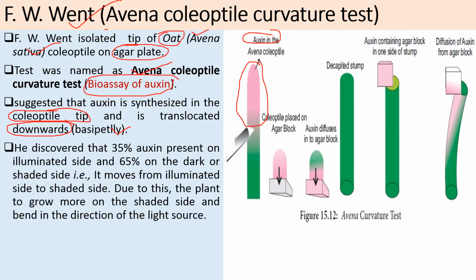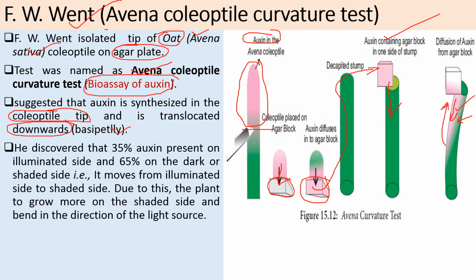When this tip is excised, जब ये टिप को एक्साइज किया जाता है और इसको अगार के ब्लॉक के ऊपर रखा जाता है, so this auxin gets diffused into this agar block. और जब इस अगार ब्लॉक को decapitated stump पे रखा जाता है, so auxin containing agar block in one side of the stump, this auxin gets diffused into the lower portion of the seedling, जिससे जो auxin है नीचे की तरफ मूव करता है और यहाँ पे सेल की ग्रोथ होती है, and it shows growth in one direction and show curvature in the direction of light.